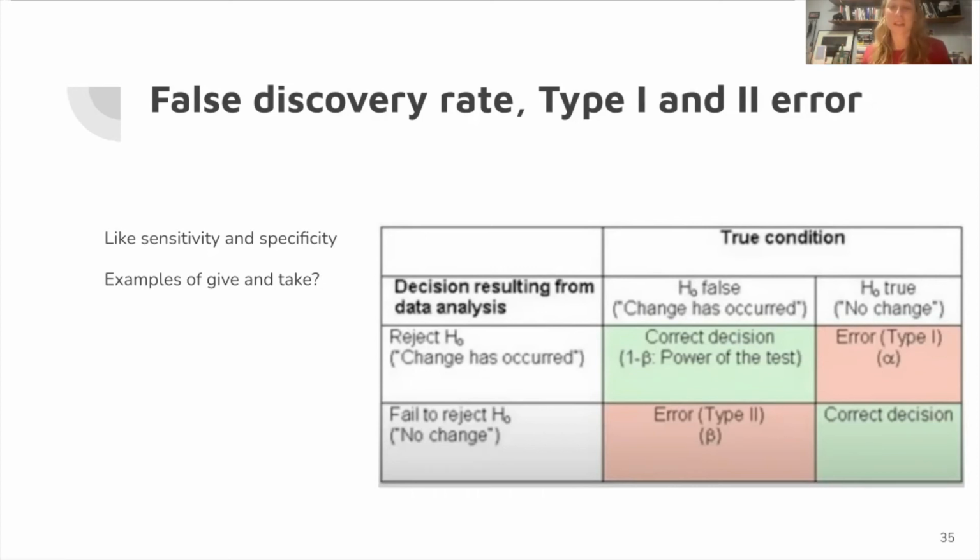Like maybe a safety study. It's pretty bad for us to say that we don't see any evidence of an association when there is one. So you're going to be a little bit more strict in that respect. Any other examples people can think of? Just like give and take.